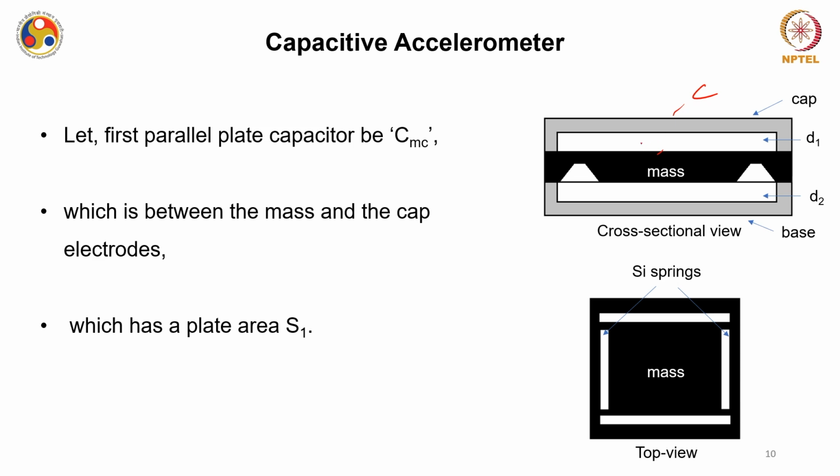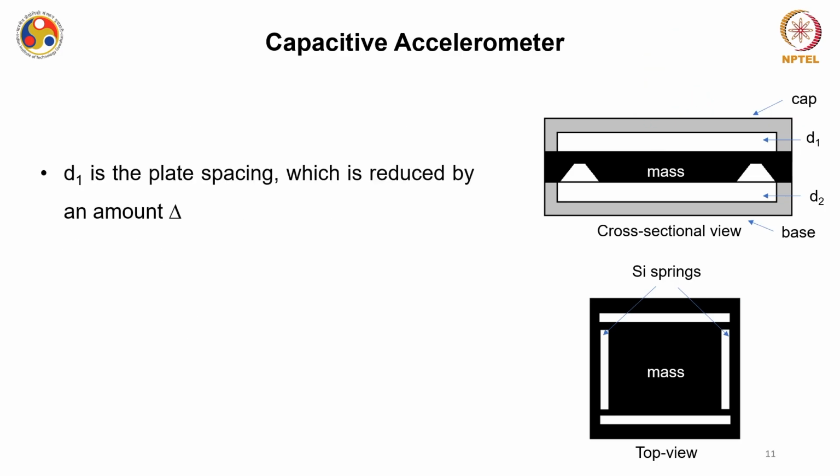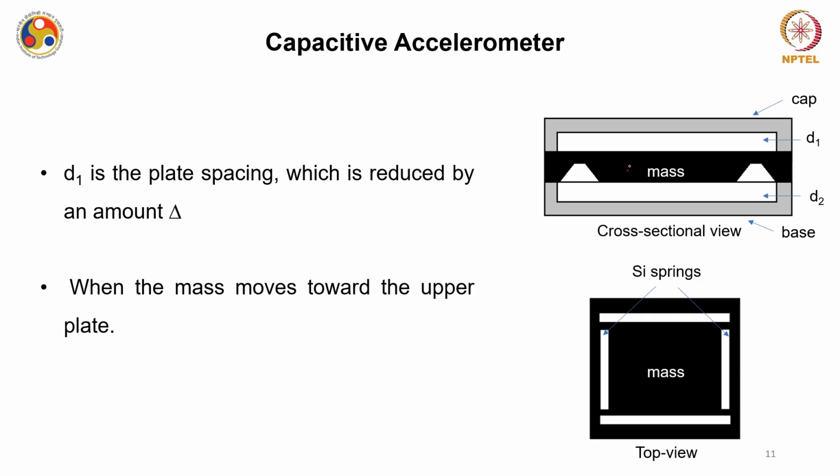So the first parallel plate capacitor is formed between this mass and this cap. I'm calling it CMC, between the proof mass and the cap electrode. So this capacitor between these two is CMC, and this plate area is say S1. And D1 is the plate spacing between them.